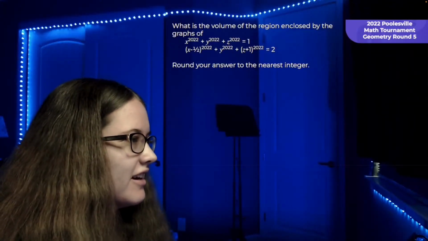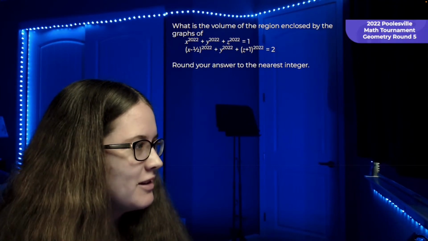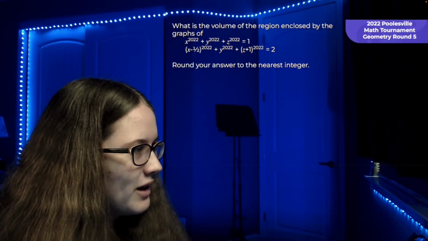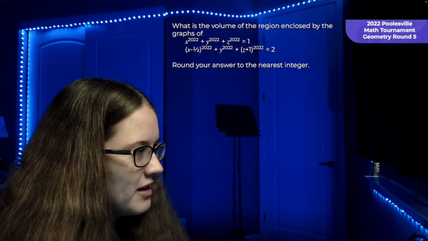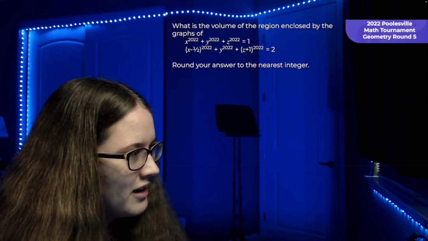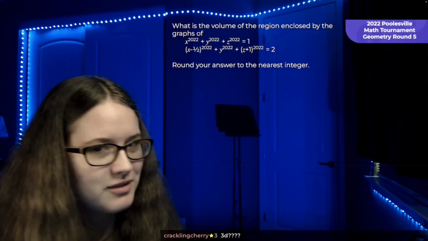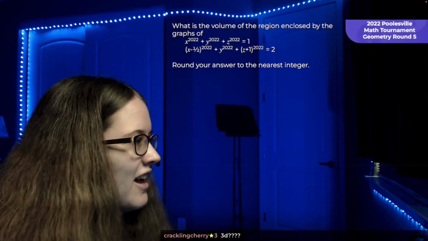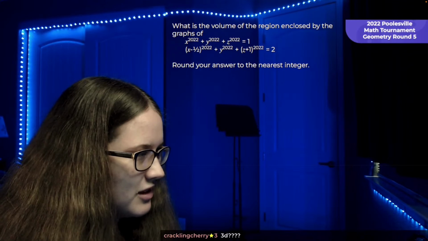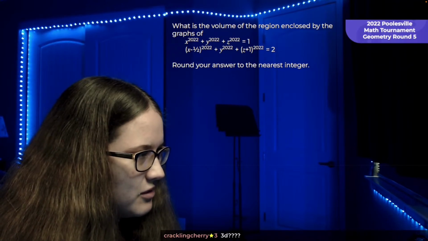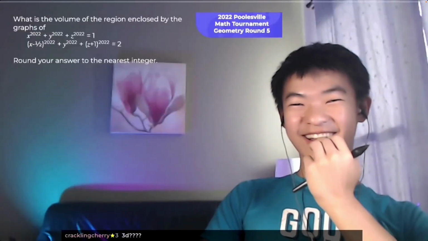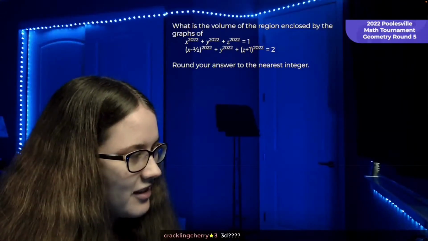Okay, well, in that case, I think we're on to geometry. This doesn't look like geometry, but okay. Find the volume of the region enclosed by the graphs of x to the 2022 plus y to the 2022 plus z to the 2022 equals 1, and x minus 1/2 to the 2022 plus y to the 2022 plus z to the 2022 equals 2. Oh my God. That's very big. Okay.